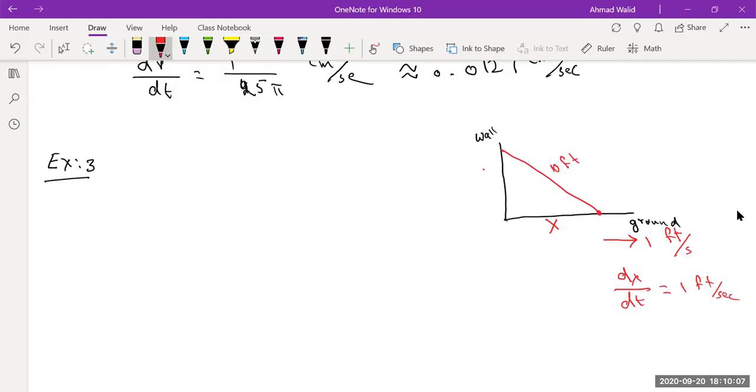This one, the wall is the y-axis for me, correct? I can name this one x, this one y. Now, what they're asking me to do is how fast the top of the ladder is sliding down. Of course, when this one is sliding this way, the top of the ladder is sliding down.